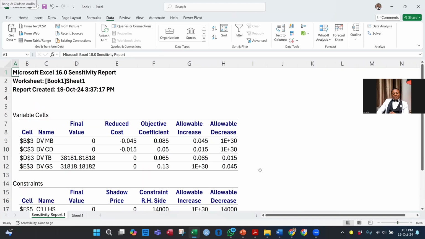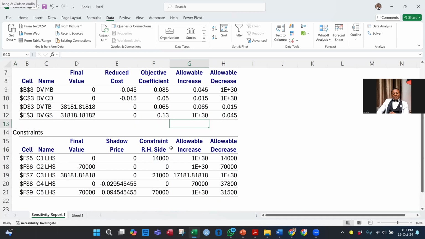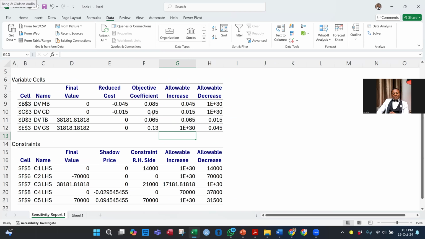This is a sensitivity report, and these are the ones that you are going to be asked some questions about. Now, let's try and see whether we have been able to make sense of what we have here.